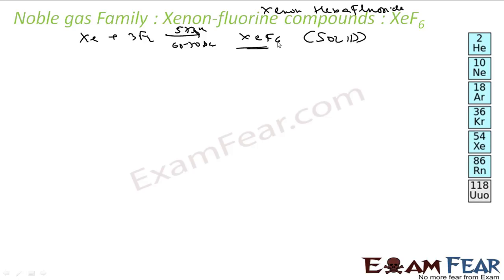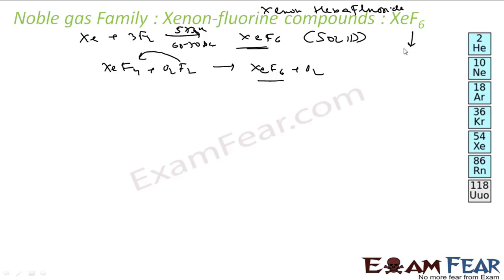You can also prepare this by reacting xenon tetrafluoride, it is XeF4, with some fluorinating agent like O2F2. For example, I have XeF4 and I have some fluorinating agent. It will add fluorine to this. You get XeF6 plus oxygen. So both are fluorinating agent actually, but O2F2, dioxygen difluoride, is a stronger fluorinating agent. This will add fluorine to xenon tetrafluoride. It will become xenon hexafluoride.